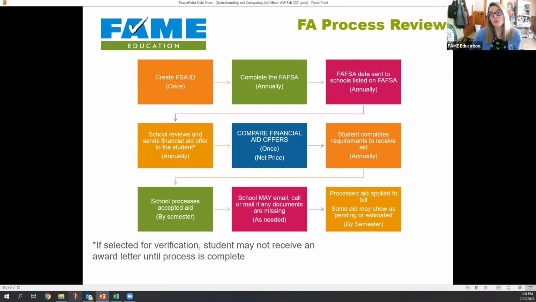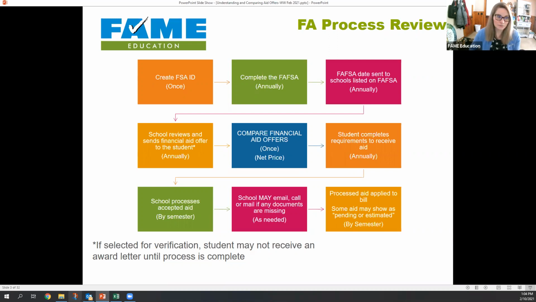Then students will compare financial aid offers. Now, if they're a returning student, they're just looking at the aid offer that the college is giving them as a returning student. But new students might have a few from different colleges that they'll need to compare. We'll talk about that. Then the student completes any requirements. So some things have annual requirements, like going in and accepting the aid, any kind of paperwork for work study, those kinds of things.